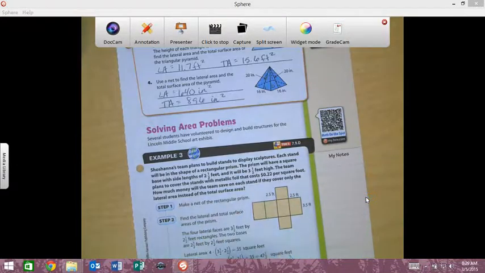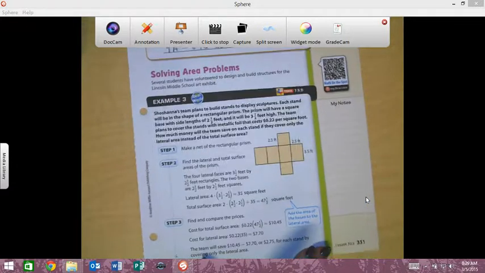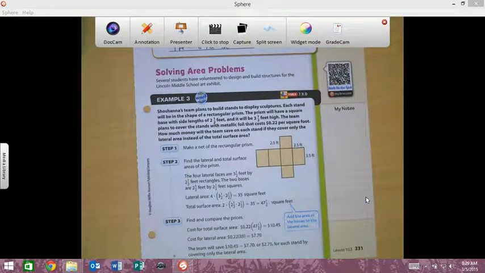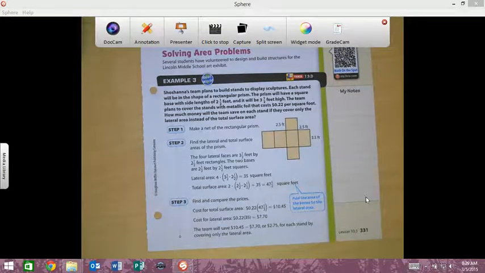The way that you're going to see this is in word problem form. That's how we see everything on all of our tests. They're always word problems. There's no just plain problems on their own. So, our problem says, several students have volunteered to design and build structures for the Lincoln Middle School art exhibit. Don't ask me where they come up with these names. Shoshana's team plans to build stands to display sculptures.